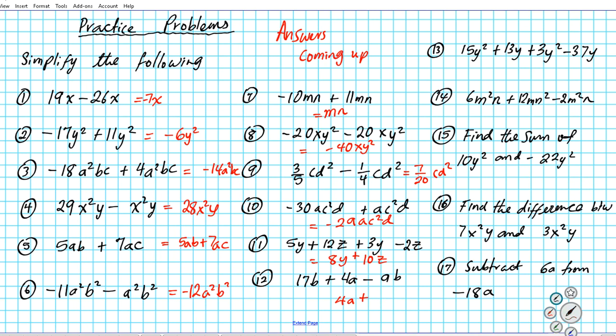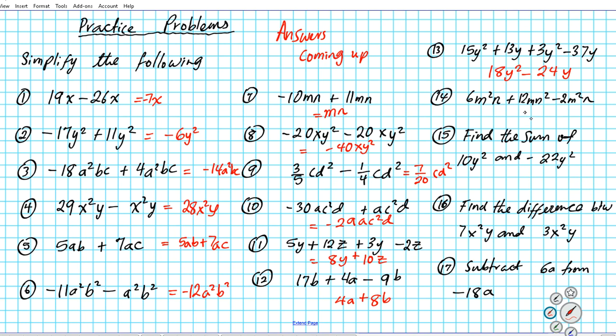For number 11, the answer is negative 29ac squared d. For number 12, the answer is 8y plus 10z. For number 13, the answer is 4a plus, this is a 9 right here. Sorry about that, it looks like an AB, but it's 9b. So it's going to be 4a plus 8b. For number 14, the answer is 18y squared minus 24y.